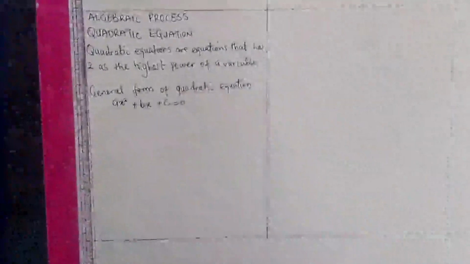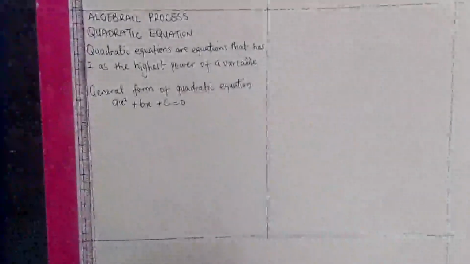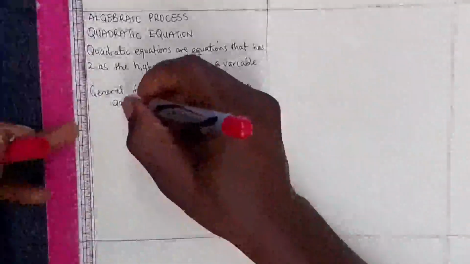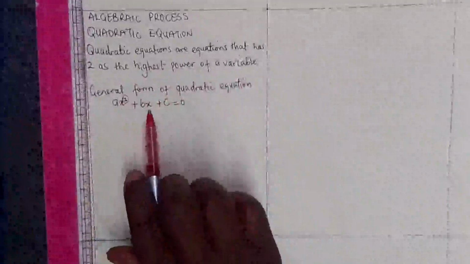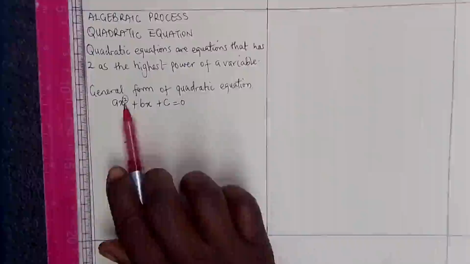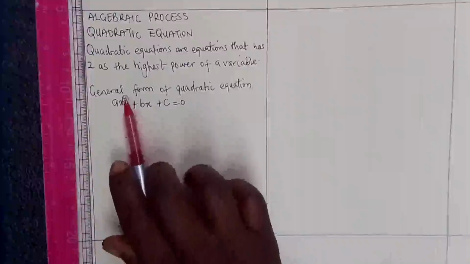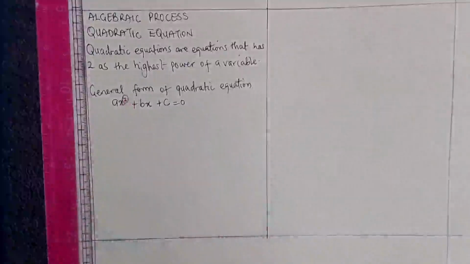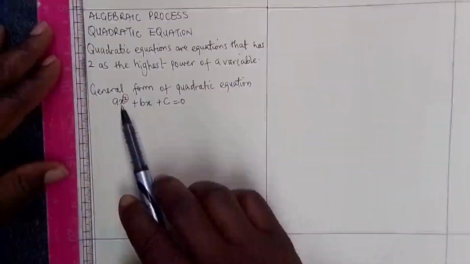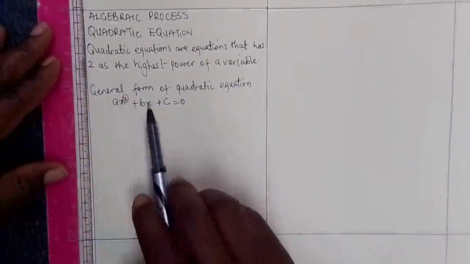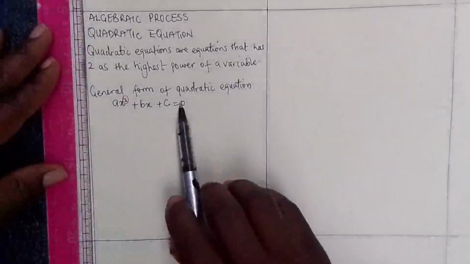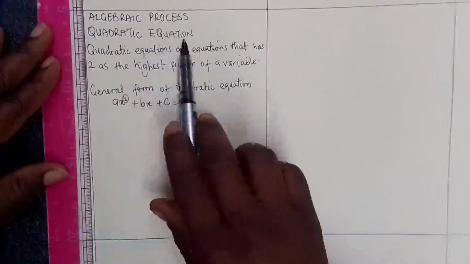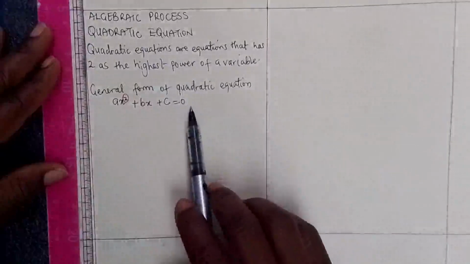Like we said earlier, it has 2 as the highest power of the variable. This is the 2 that is the highest power. It can appear here, here, or here, wherever, but as far as you find 2 as the highest power, it means that's a quadratic equation. From here we have the coefficient of x squared is a, the coefficient of x is b, and c is the constant, all equal to 0. Remember, we are talking about an equation, that is why we equate it to 0.